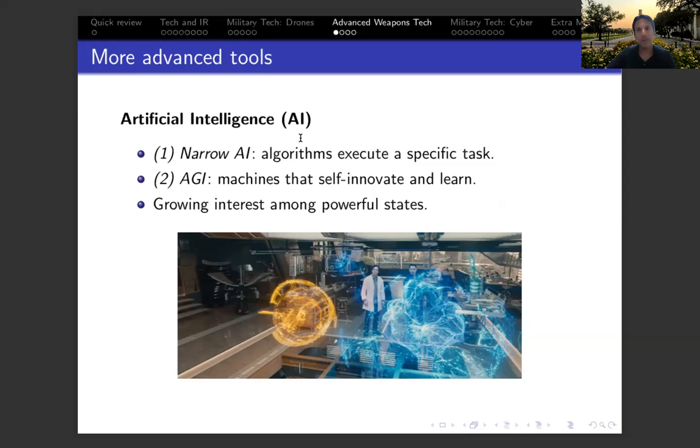The other type is what's called AGI, which stands for Artificial General Intelligence, and that involves machines that have the capabilities to innovate themselves, not just to execute a specific task, but they also do new tasks in new categories of activities. So they're expanding beyond a very specific task.